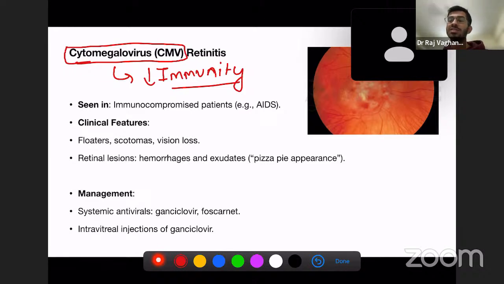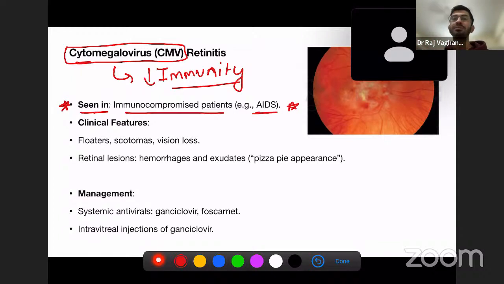If there is decreased immunity, the most important virus other than HIV that can cause secondary infection in an AIDS patient is cytomegalovirus, or CMV, because CMV is most commonly seen in immunocompromised patients. So CMV retinitis is seen in immunocompromised patients, for example AIDS. Always remember, cytomegalovirus means decreased immunity.